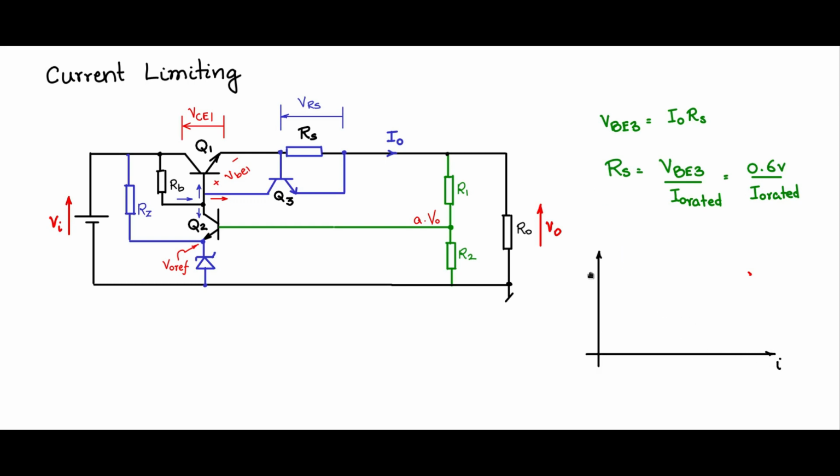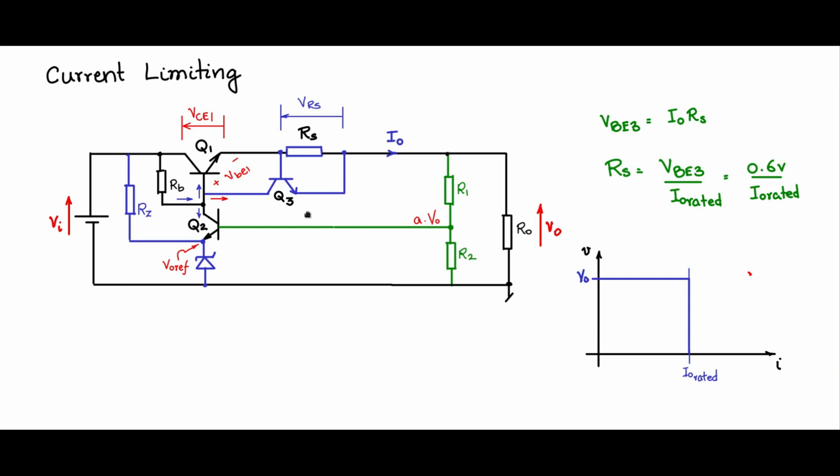So if you plot the I0 versus V0, whatever be the load, V0 is going to be constant till it reaches the I0 rated current value. Beyond the I0 rated current value, this would be draining out the drive for Q1, and Q1 will support the entire voltage. So even if you short circuit it, the short circuit means the 0 V0 point, that is here, it will limit the current to I0 rated. So this is a constant current limiting type of circuit.